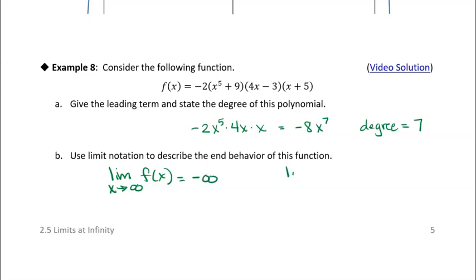And now we'll look at what happens as x goes to -infinity. All right, so if x is negative, x to the 7th is negative, but then we're taking it times a -8, so that's going to make it positive. So as x goes to -infinity, this function is going to go to positive infinity.